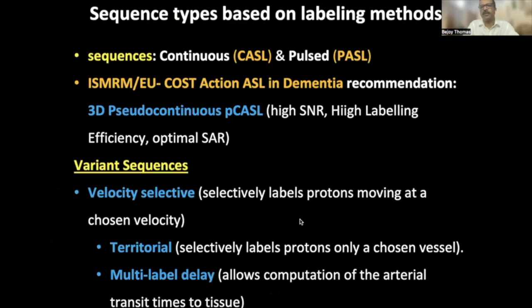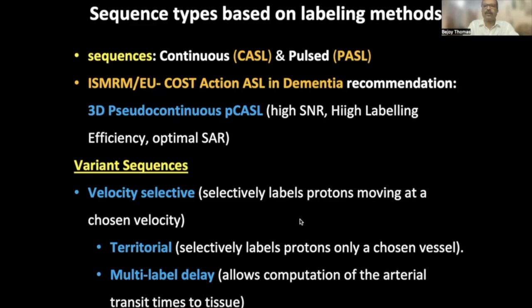Like I've previously mentioned, there are different schemes for labeling methods, and the commonest ones are continuous ASL and pulsed ASL. But currently in clinical practice, what is recommended by ISMRM and the European Consortium on ASL in Dementia is a 3D pseudo-continuous ASL, or pulsed continuous ASL, which has relatively high SNR and high labeling efficiency at the expense of an optimal SAR. And this is why we are using 3D versus 2D. We will explain in the coming slides.